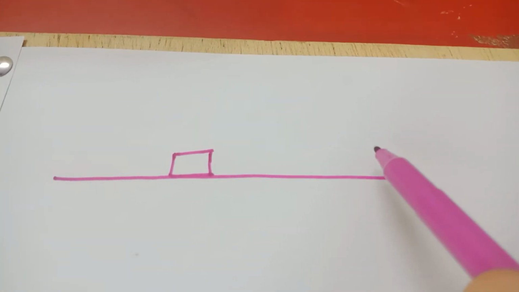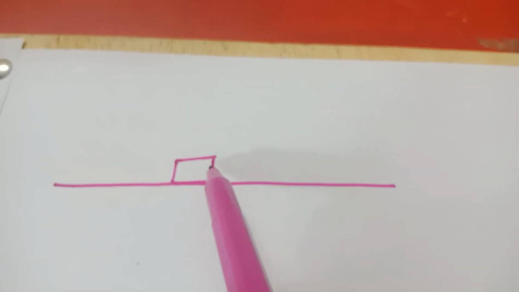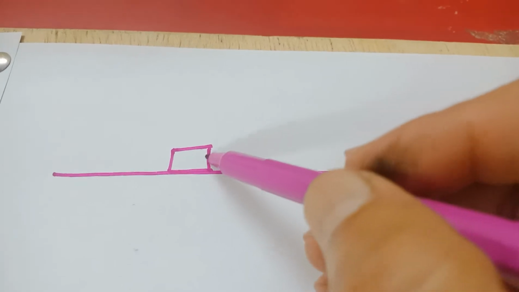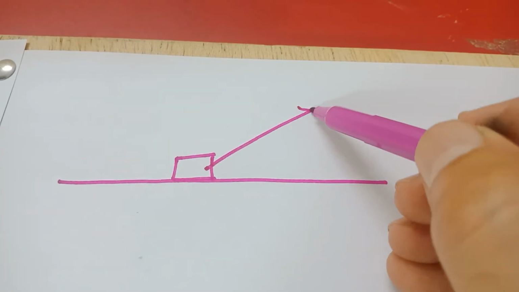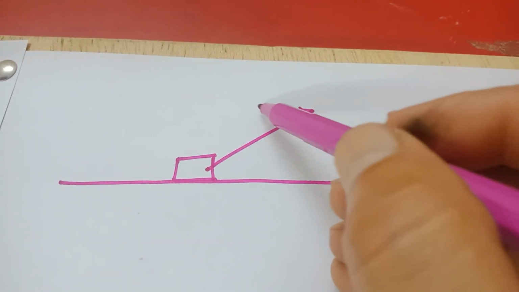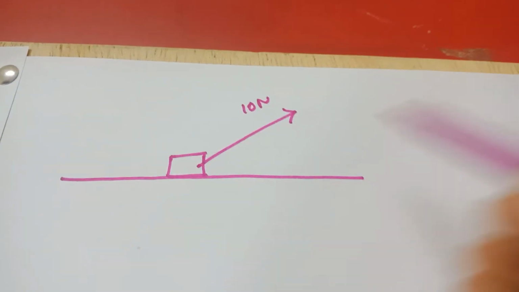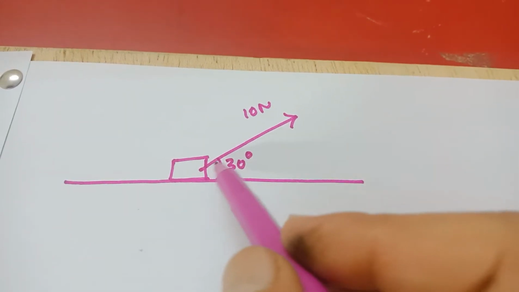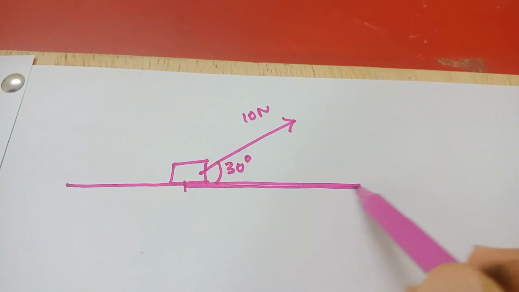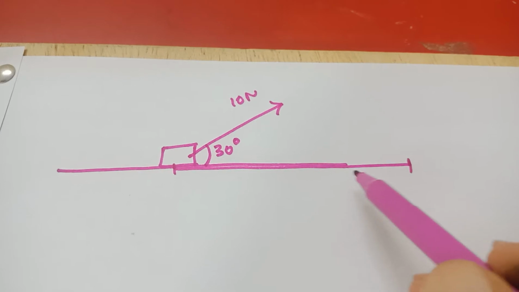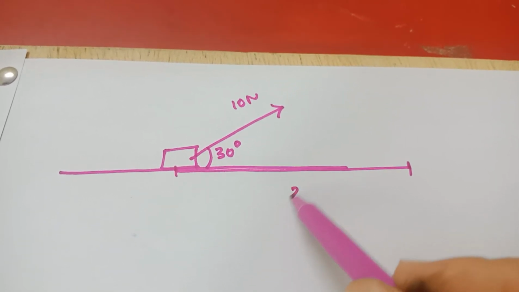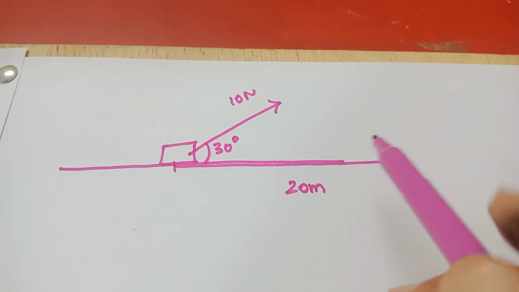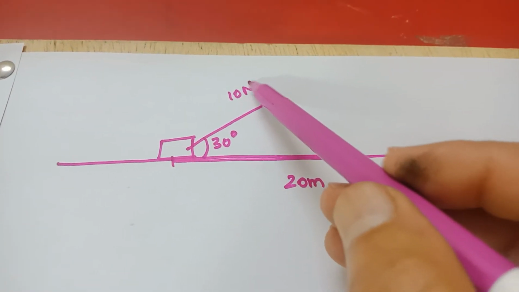And this time, instead of a horizontal force pulling this, we have an inclined force over here. Now this inclined force is, let's say, 10 newtons, inclined at 30 degrees, and this force has made it move a distance of, let's say, 20 meters. Now we have to see how much work has been done by this inclined force.